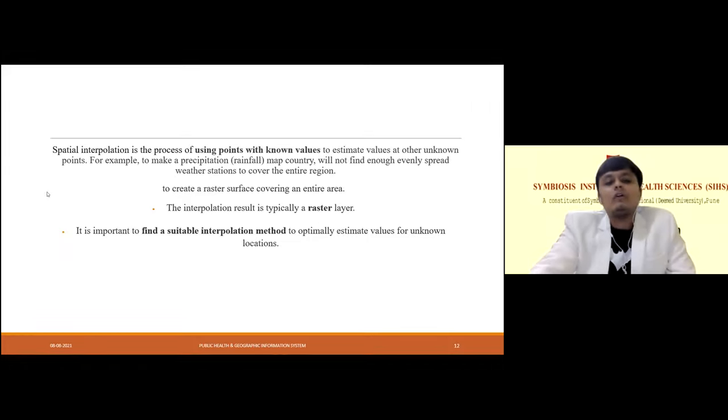It is always important to find a suitable interpolation method. There are many suitable interpolation methods, and it is not within the scope to explain them today, so I will be covering it in another lecture.